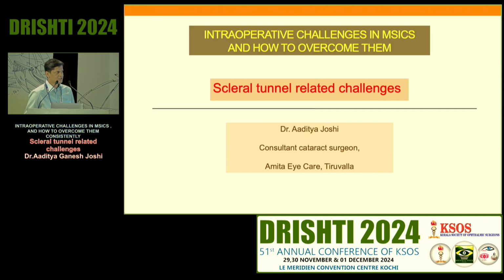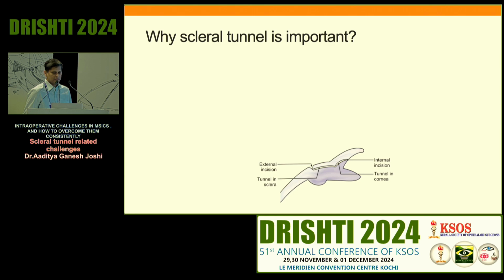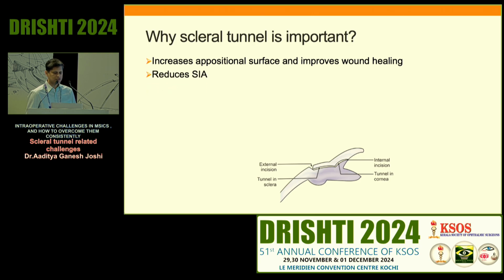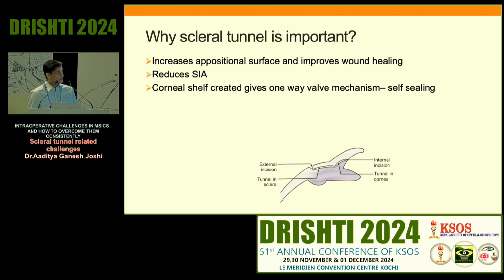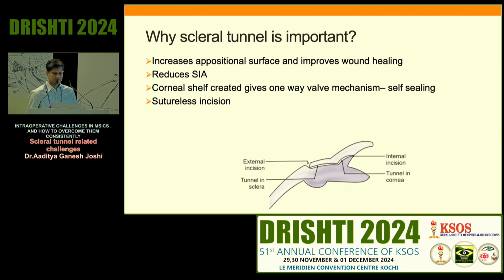So right away, we'll start with the topic. I'll be talking about the scleral tunnel related challenges in SICS. Why is the scleral tunnel so important? Because it gives a more apposition surface and improves wound healing. It can reduce the surgically induced astigmatism. Then it creates a three-valve mechanism which makes the tunnel self-sealing, and hence it becomes a sutureless incision.